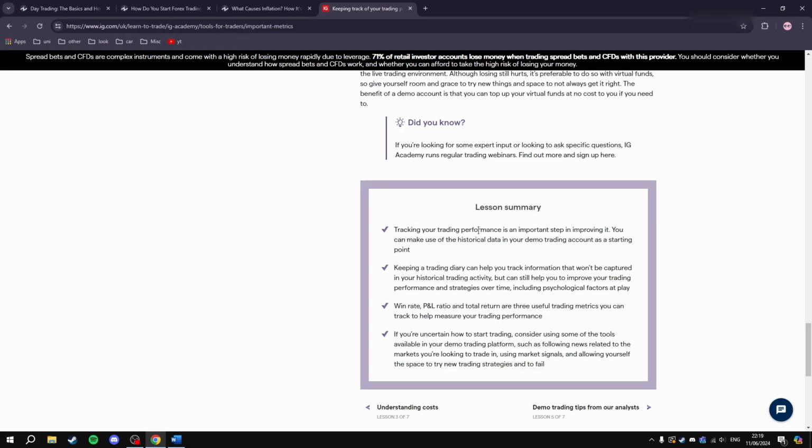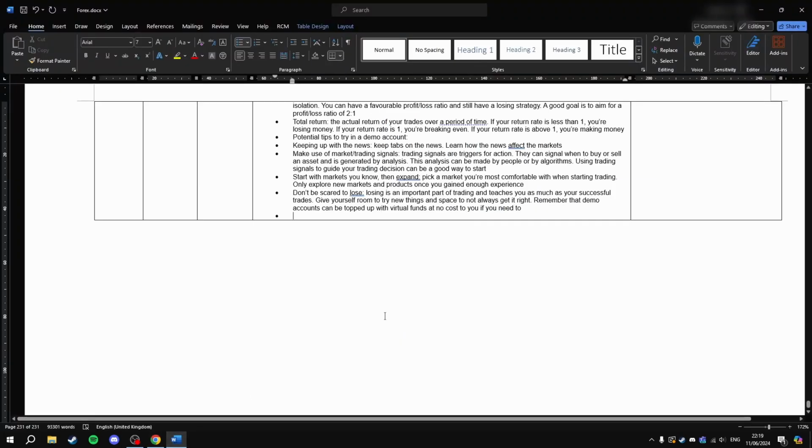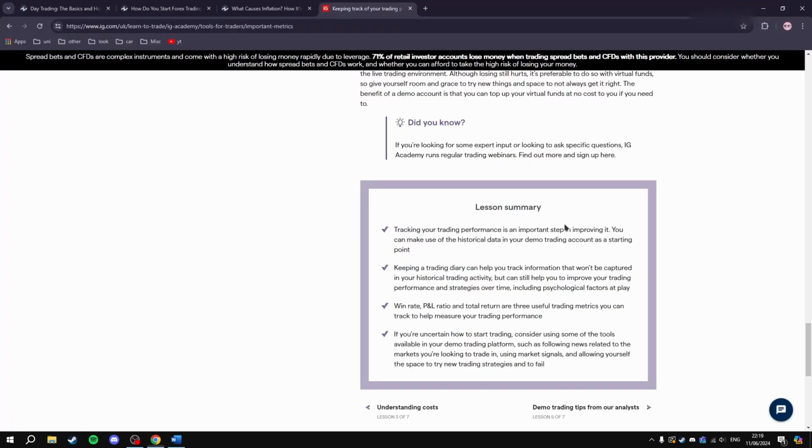Oh, yeah. So I thought that with a demo account, once you've lost everything in it, you'd have to create another account and then make another demo account. I didn't realize you could top up the existing account for free, so that's good to know.